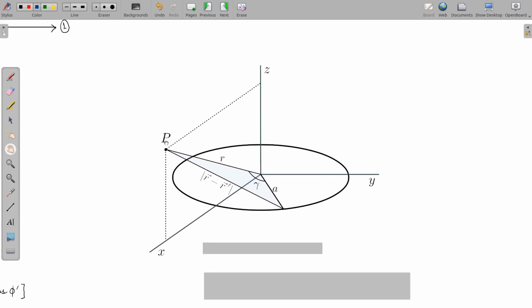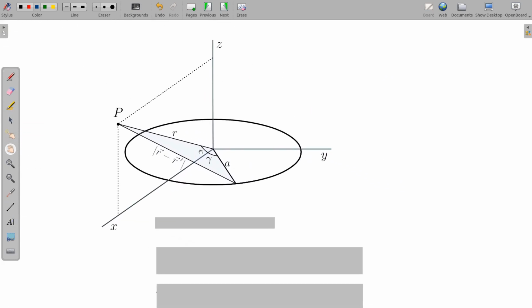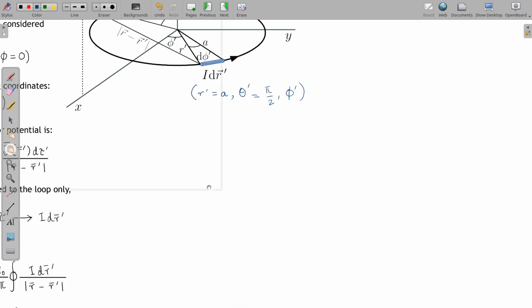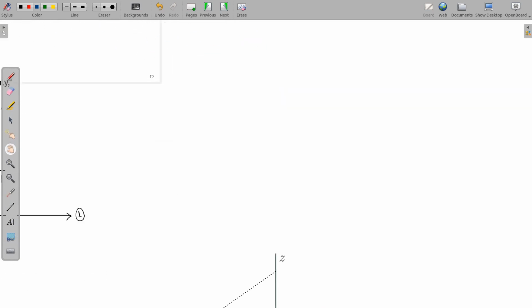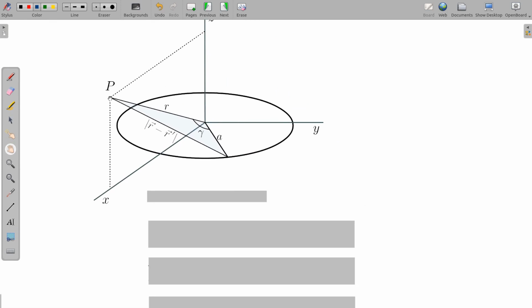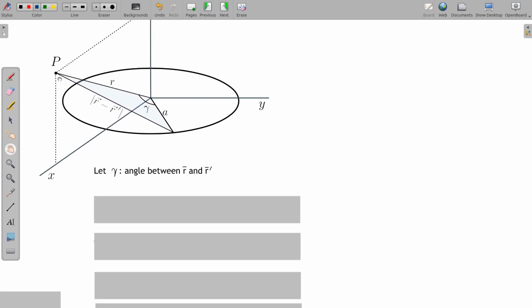If you want to find out the separation vector, we can do that by finding out the angle between the vectors. It may not be apparent here, but if you consider the separation, this is the separation vector. Remember, we have the current element over here from point P. This is the separation vector, this is the vector r, and this is the vector r prime. We would like to know this angle. Let's call it gamma, so gamma is the angle between r and r prime.